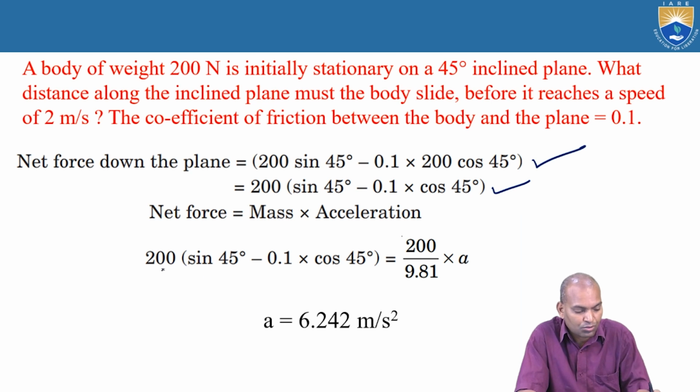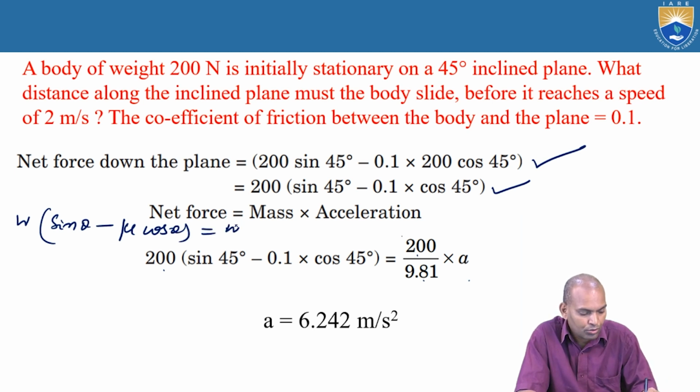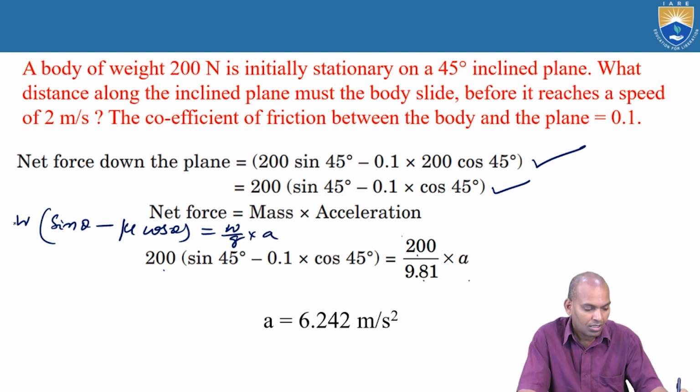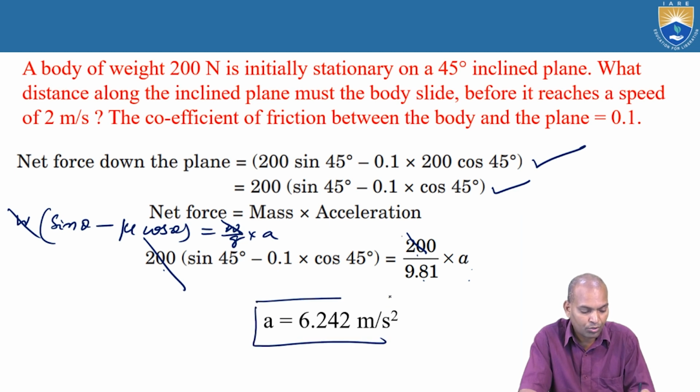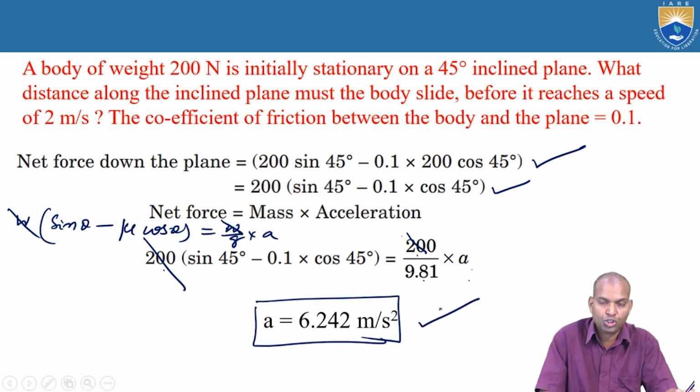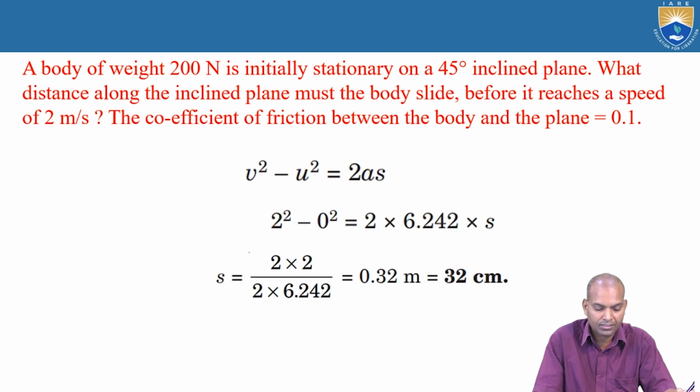The mass times acceleration: 200 times sin 45 minus 0.1 cos 45 equals W by g times a. This equation comes here: W times (sin theta minus mu times cos theta) equals W by g times acceleration. Now further simplification: 200 cancels, W has cancelled, so sin 45 minus 0.1 times cos 45 equals a by 9.81. The acceleration is obtained here, it is 6.242 meters per second squared.